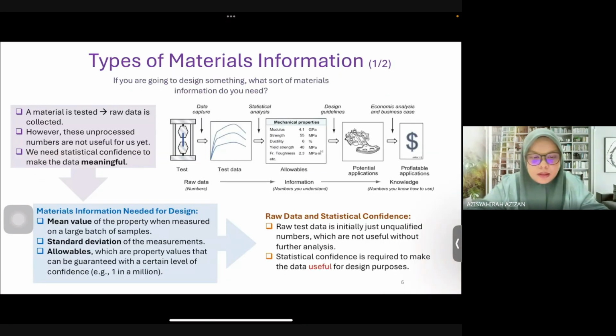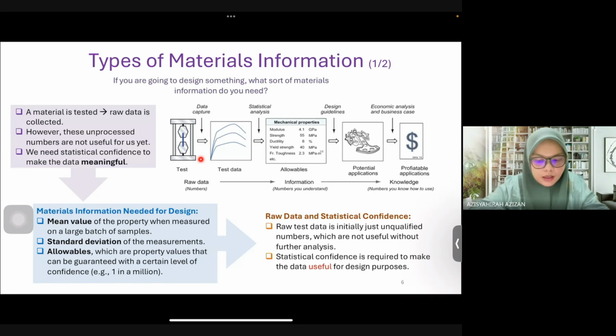Types of materials information, right? If you're going to design something, what sorts of material information do you need, all right? Okay, so what do we have here? We can see here the tests that have been done. Okay, from these tests we have the raw data, right? The raw data collected from the test.